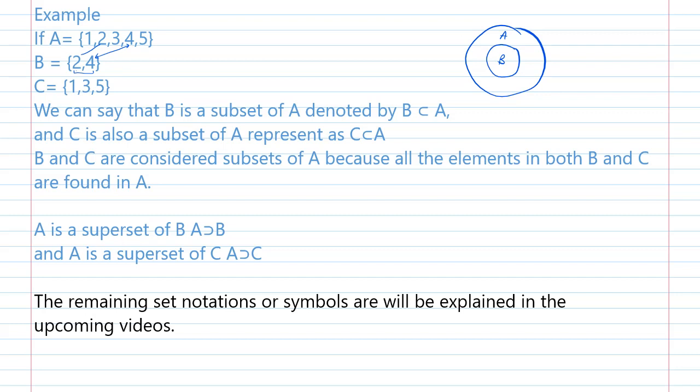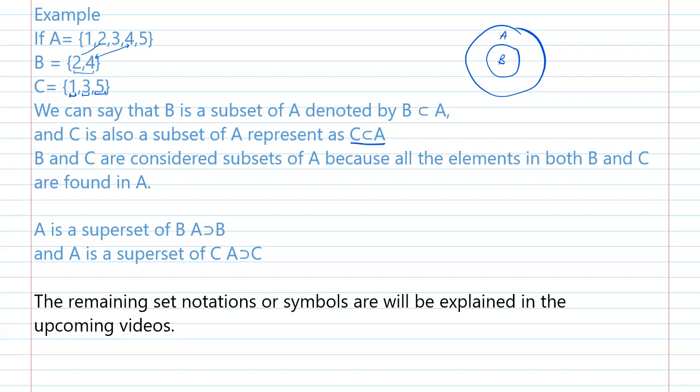Likewise, C is also a subset of A and is represented as C subset A because you have 1 in A, you also have 3 in A, and you have 5 in A. So all of the elements that are found in C are all found in A. So this is why we could say C is a subset of A.